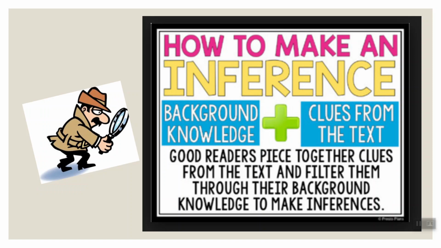You take your background knowledge. When you come to 6th grade, you already have had a lot of experiences and know many things. That's your background knowledge. So you use your background knowledge plus clues or evidence from the text, what the author tells you, and you put those two pieces together to make a good guess.